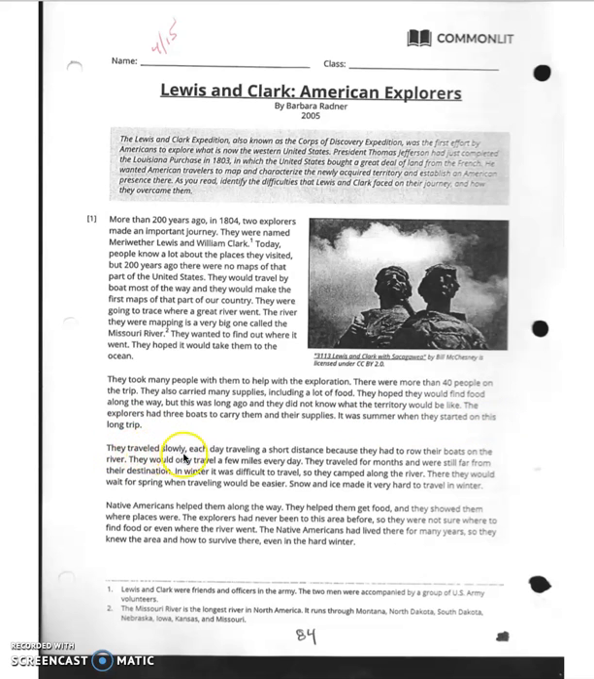They traveled slowly, each day traveling a short distance because they had to row their boats on the river. They would only travel a few miles every day. They traveled for months and were still far from their destination. In winter, it was difficult to travel, so they camped along the river. There they would wait for spring when traveling would be easier. Snow and ice made it very hard to travel in winter.